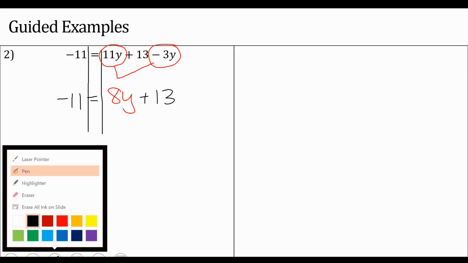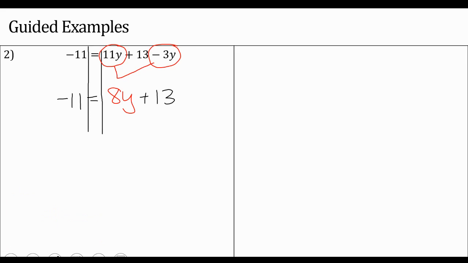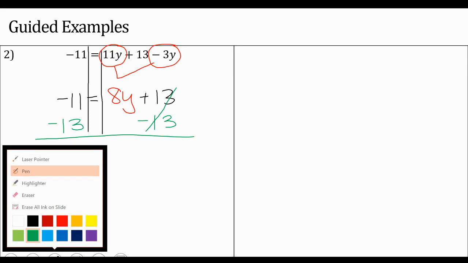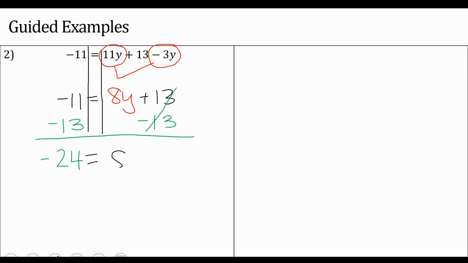Now we're going to just solve using inverse operations. We're going to move our constant first. So subtract 13 on both sides. That cancels. Negative 11 minus 13, same signs, so add and keep. So we're going to get a negative 24. I'm going to bring down this equal sign, bring down this 8y. Divide by 8 on both sides, and you get negative 3 equals y.